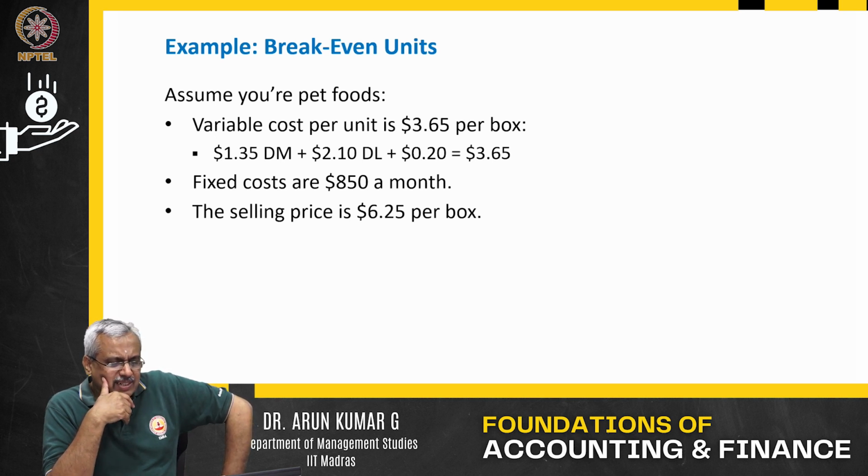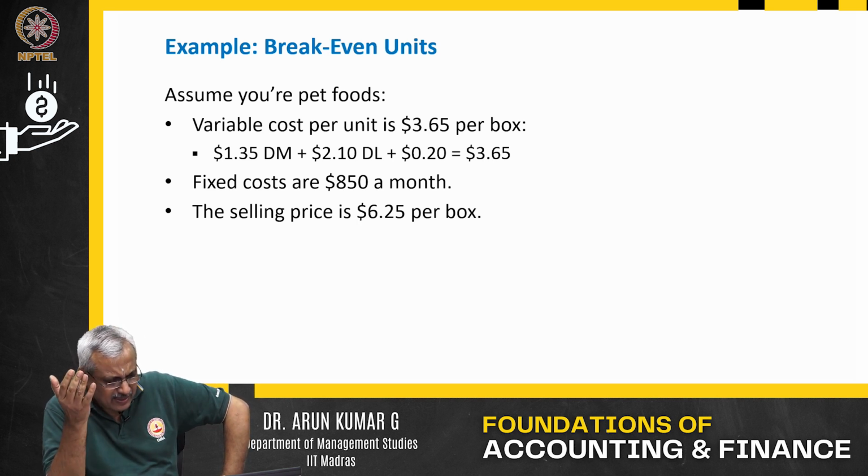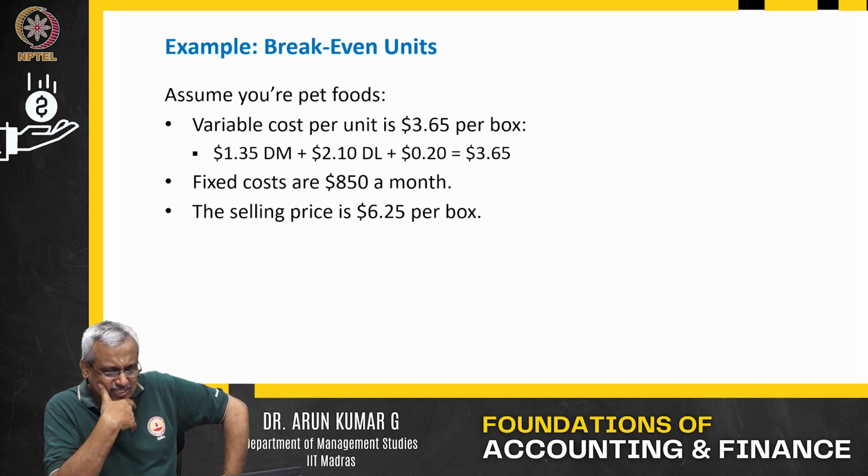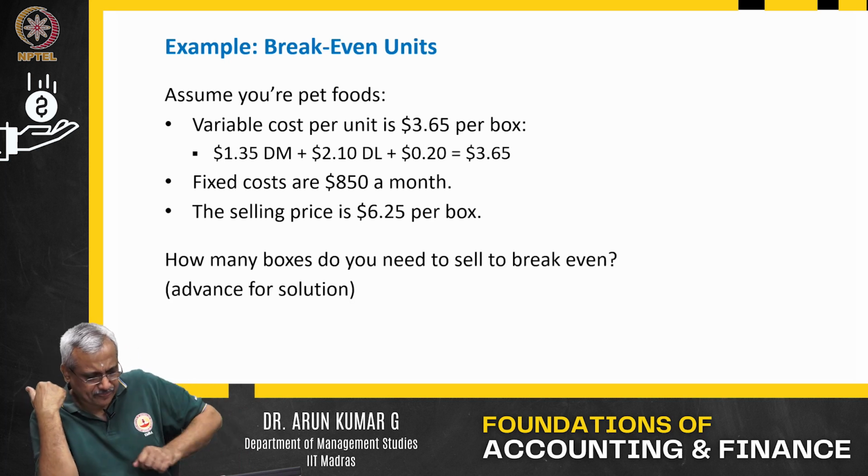Your variable cost is $3.65 per box. That means 3.65 is 1.35 in the form of material, 2.1 in the form of direct labor, and 0.2 in the form of other aspects. Your fixed cost is $850 a month. Your selling price is $6.25 per box.